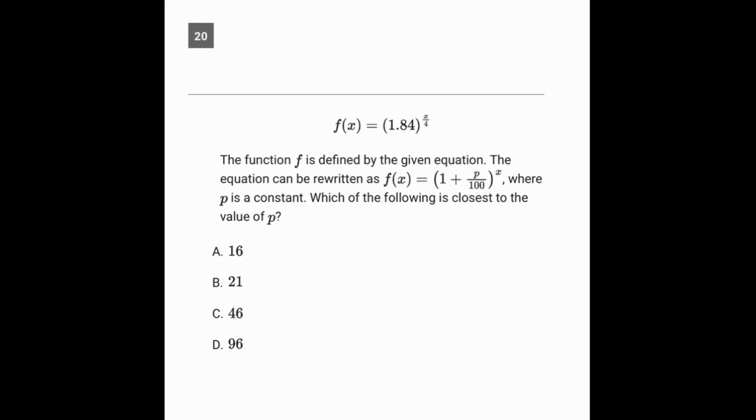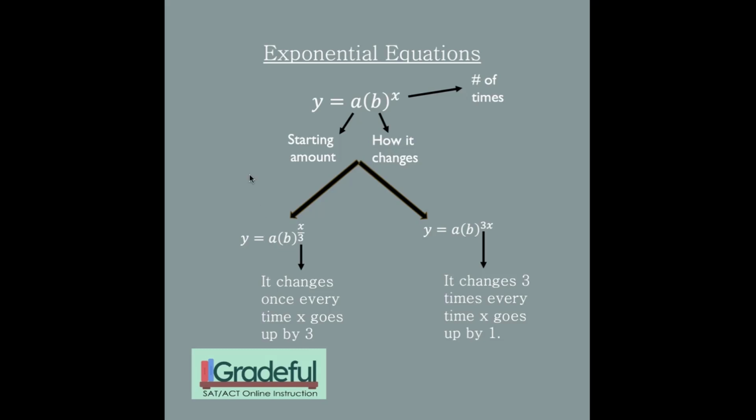Now going over to question number 20, before we get into it, let's review exponential equations. So our main exponential equation, a times b to the x, says that a is the starting amount, b is the way it changes, and x is the number of times that all happens.